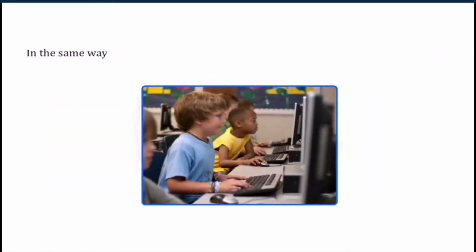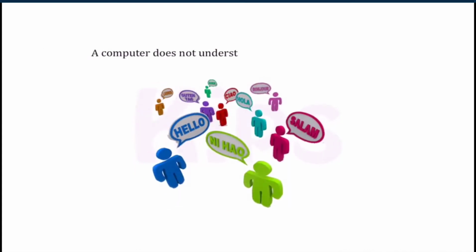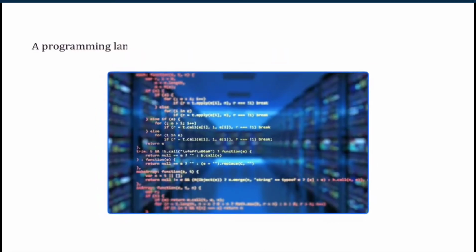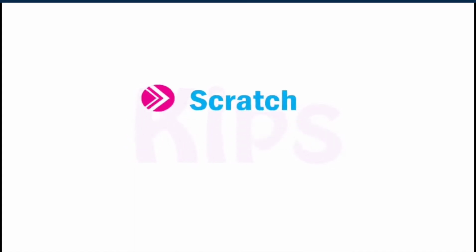In the same way, if you want to give instructions to a computer, you need to learn the language that a computer understands. A computer does not understand a language that we speak. It understands only programming languages. A programming language is used to write a set of instructions using which you can make a computer do any activity that you want. First, let us talk about Scratch.